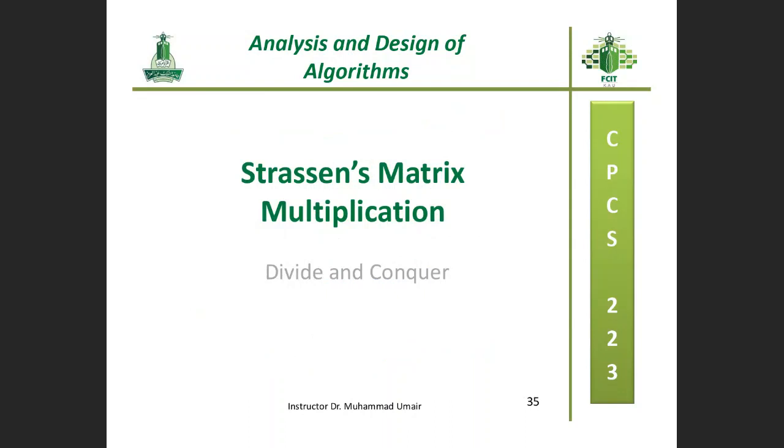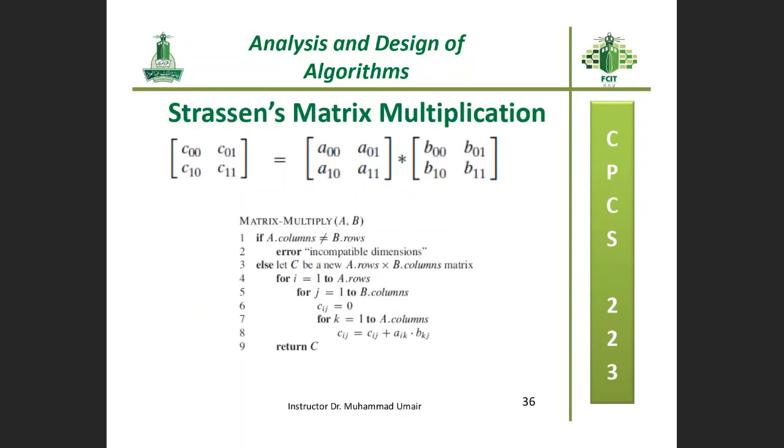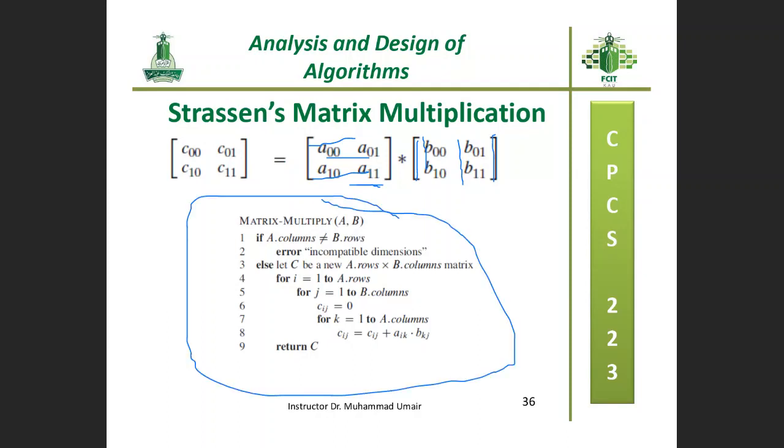A similar kind of concept can be used for matrix multiplication. If you have to multiply matrices, the standard way is that the number of columns of the first matrix must be equal to the number of rows of the second matrix. This is called the compatibility condition for matrix multiplication. And if you multiply these matrices, the first row will be multiplied by the first column, then the first row with the second column, then the second row with the first column, and the second row with the second column. This is how you can multiply the matrices, and this is the standard algorithm for multiplying matrices.